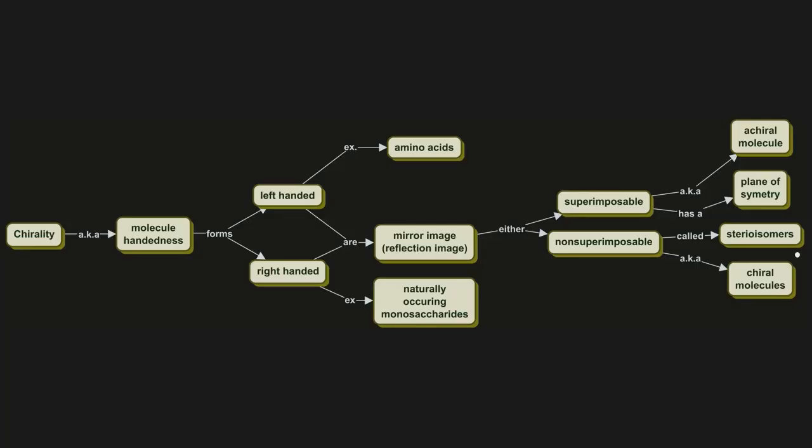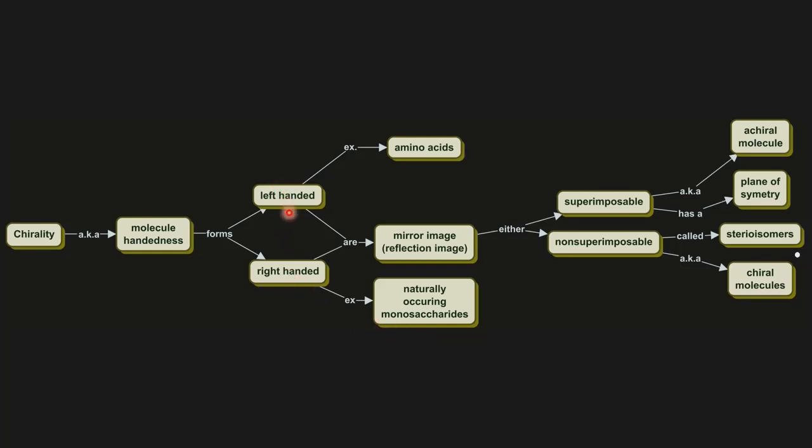So these are all the different conceptual summaries about the lesson on chirality and isomerism. When we speak about chirality, this is also known as molecular handedness, where there are two forms: the left-handed, whose most common examples are amino acids, and the right-handed, most of which are naturally occurring monosaccharides.